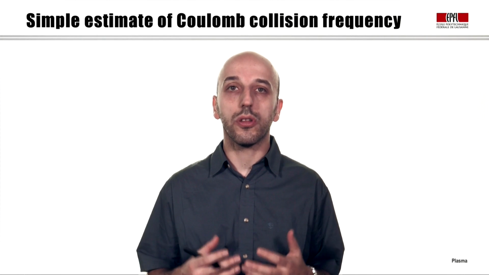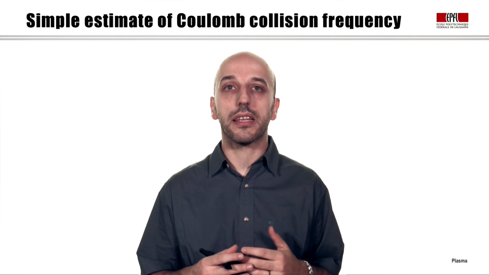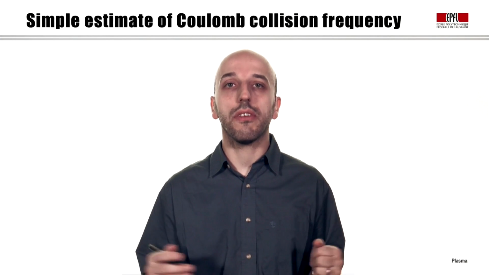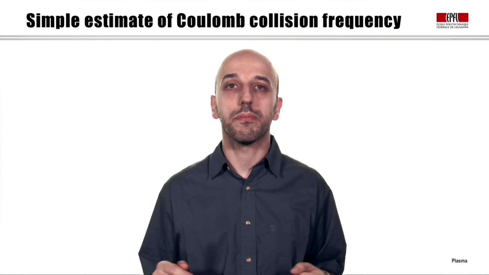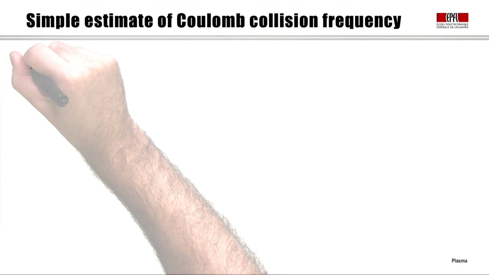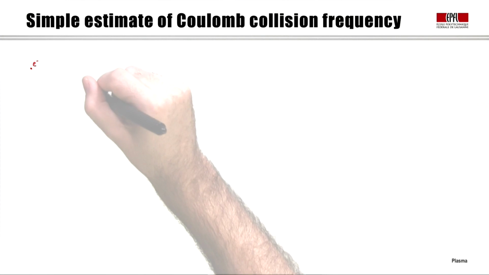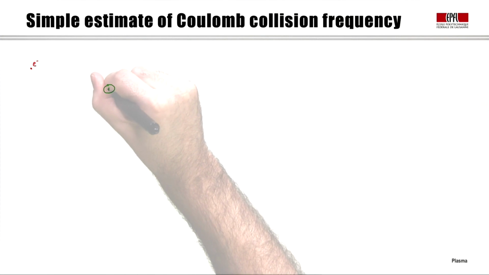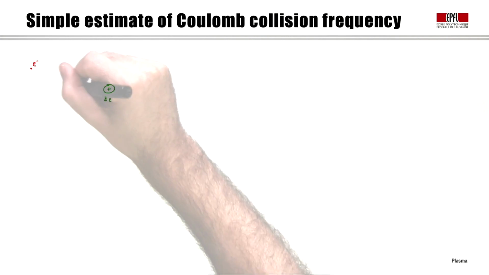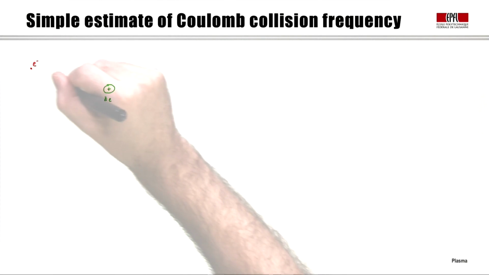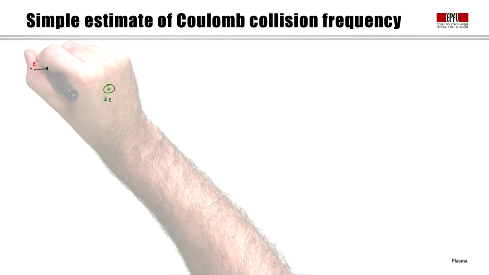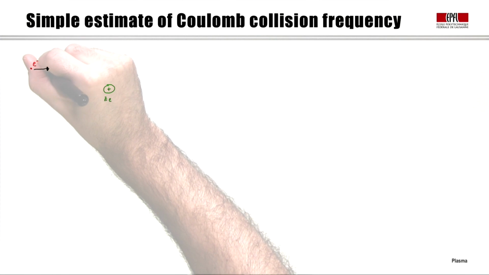The first thing that we want to do is to give a simple estimate of the Coulomb collision frequency. It's something that we have already mentioned while giving the rigorous definition of a plasma. So let's do it now a bit more rigorously. Let's suppose that we have an electron that moves and goes across a heavy ion with a charge Z times e. Because of the Coulomb interaction that exists between these two charged particles, the trajectory of the electron, which is initially moving in this direction, will be deviated.